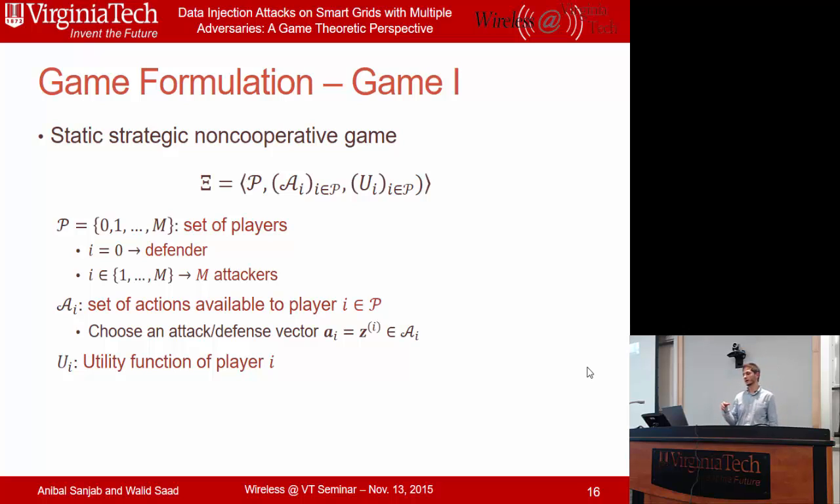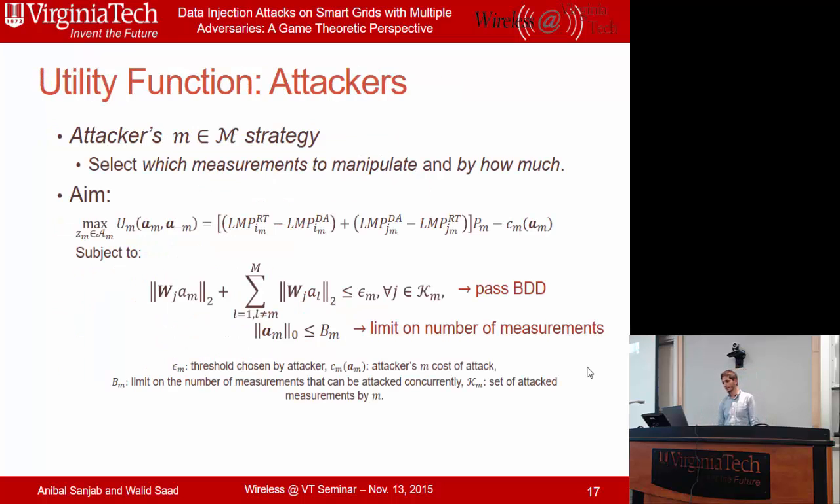In that game, the different players are the M attackers and the system defender trying to defend the system. And every player, the attackers and the defender, has a set of actions that he or she needs to pick from, and a set of utility functions depending on the action he or she took and the actions that have been taken by the adversaries. We'll go through what the action set and the utilities are in the next couple of slides.